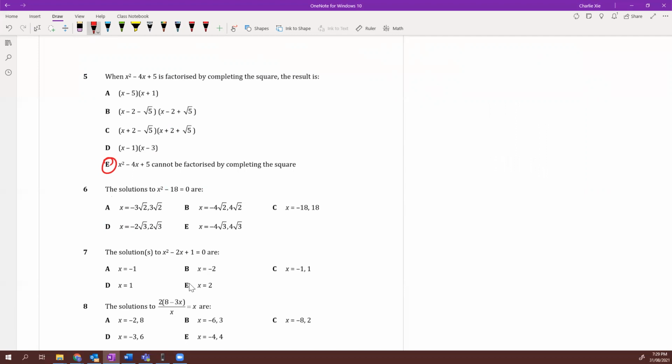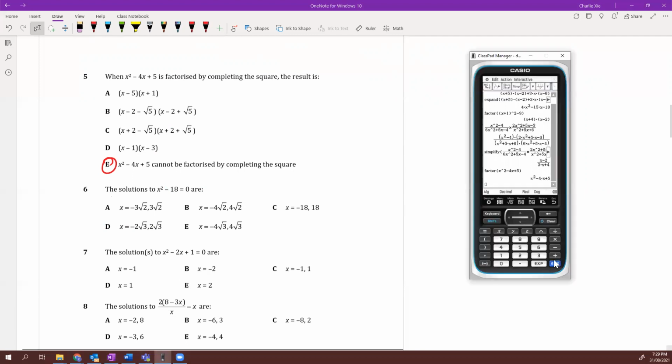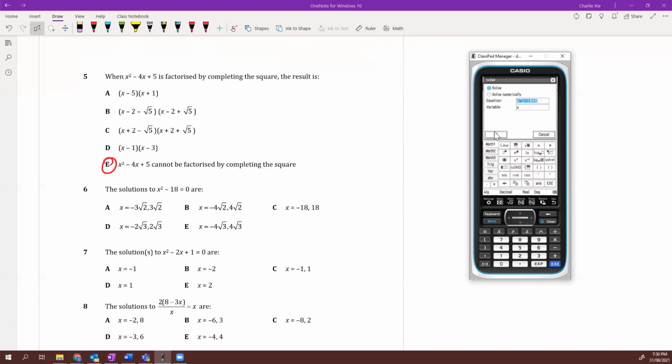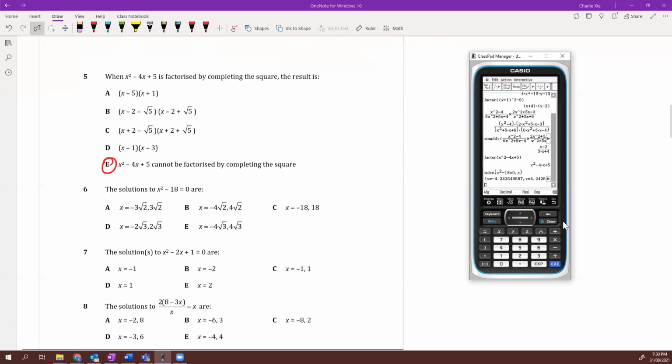Question 6. The solution to that. Okay, with your calculator, just type what it is. X squared minus 18 equals 0. This is an equation. We're solving for this equation. Highlighted, interactive, advanced. So, okay, this is in decimal, but the answer is in exact form.